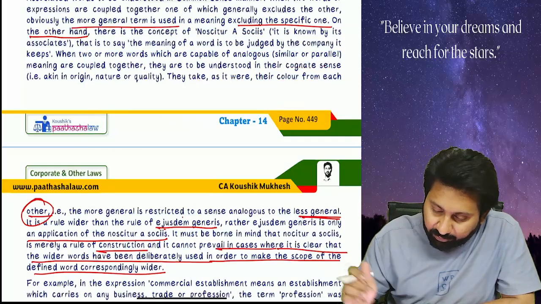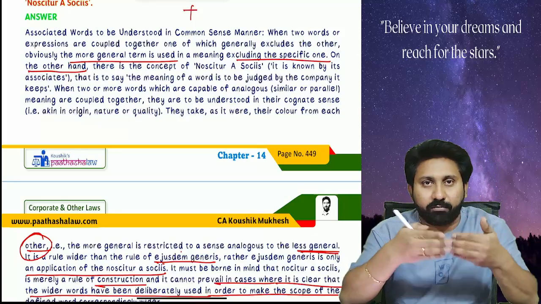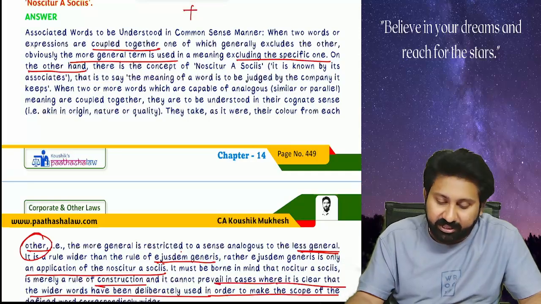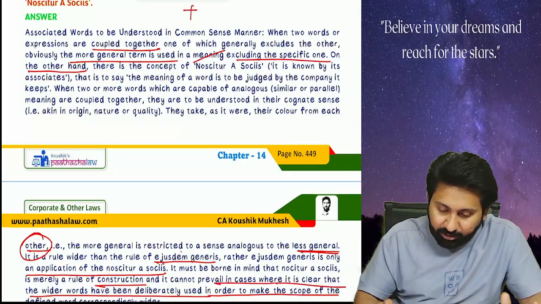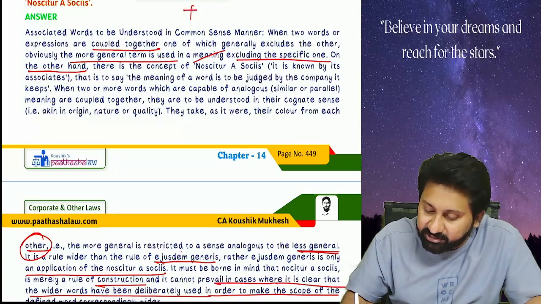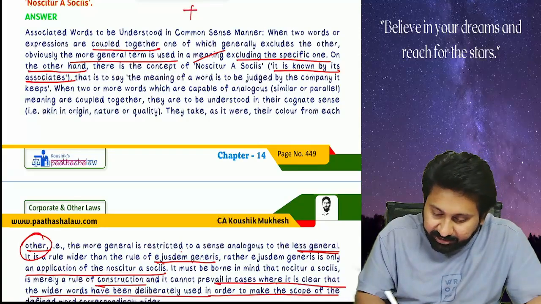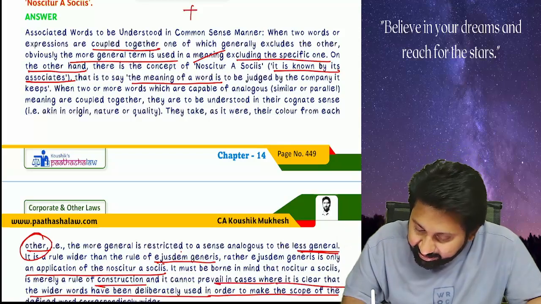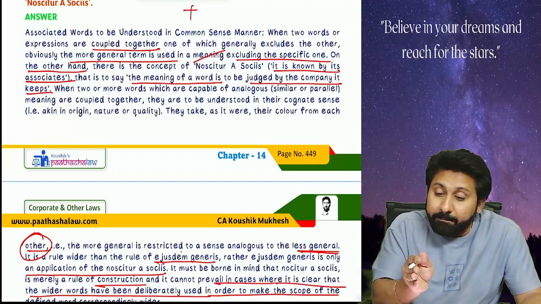So therefore try to understand clearly. See here, when two or more words or expressions are coupled together, one of which generally excludes another, obviously the more general term is used in the meaning. One point over. On the other hand, there is a rule called Noscitur sociis. Noscitur sociis means it is known by its associates, other attached things. That is to say, the meaning of a word, here water bodies, is judged by the company it keeps, judged from the previous words you are using.